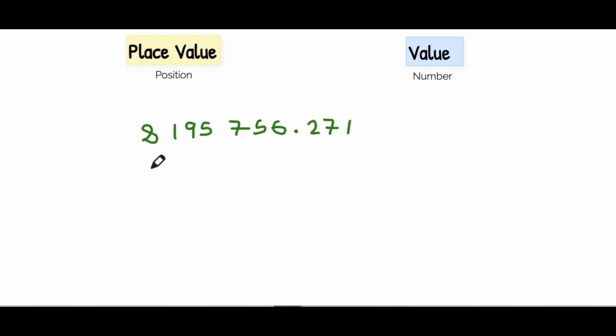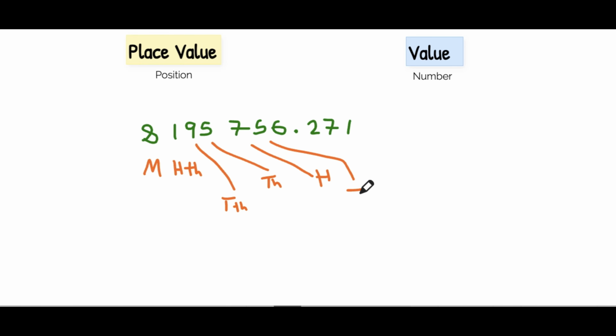So the 8 is millions, the 1 is hundred thousands, the 9 is ten thousands, the 5 is just normal thousands, the 7 is hundreds, the 5 is tens, and the 6 is units. Some call them ones, that's still fine.